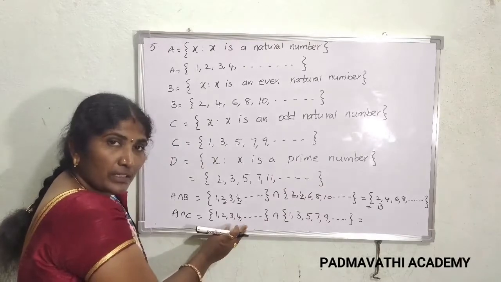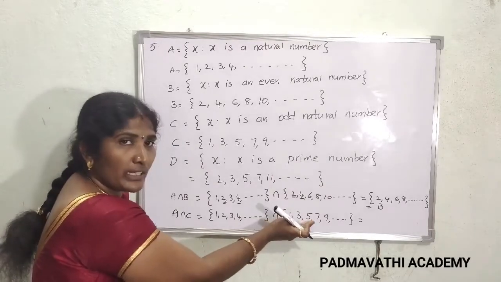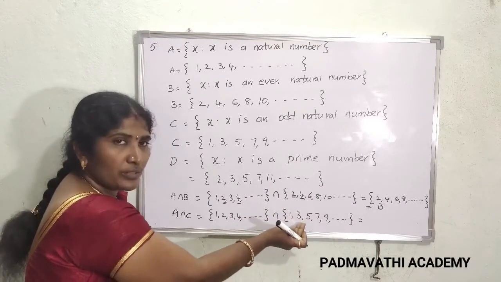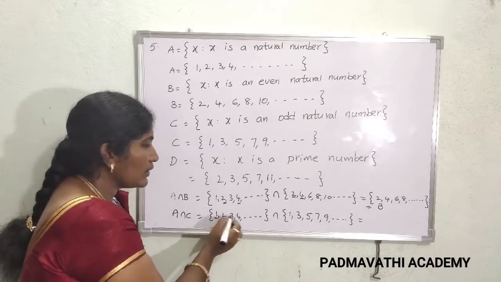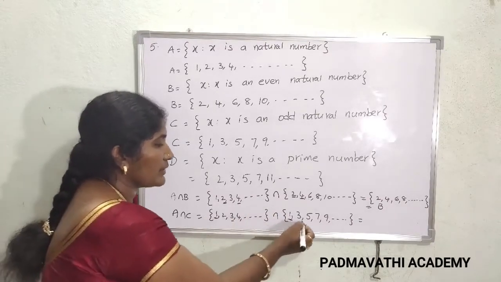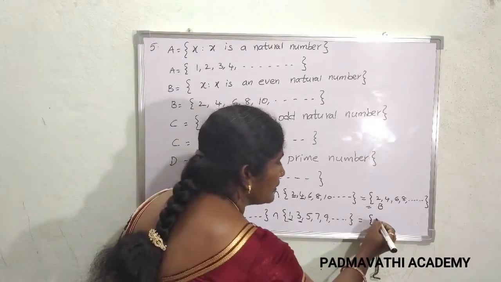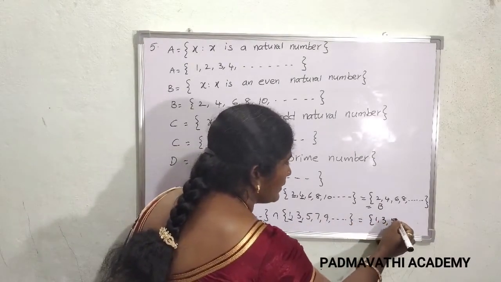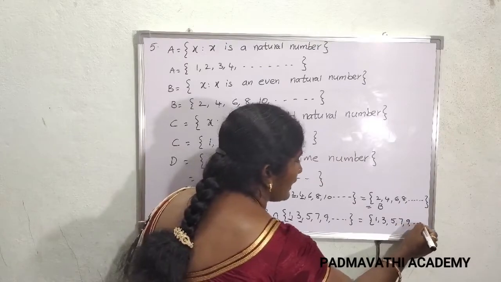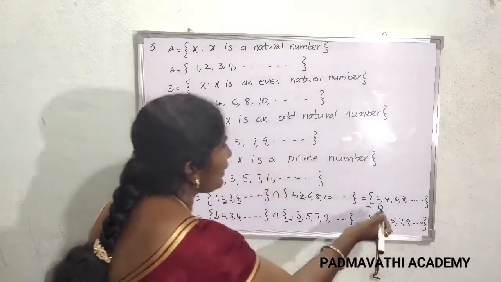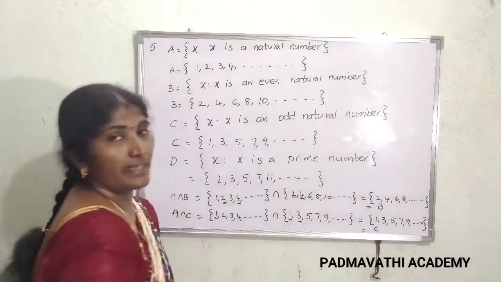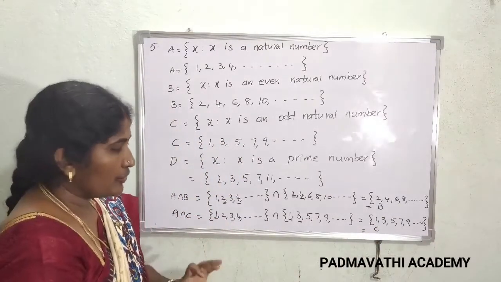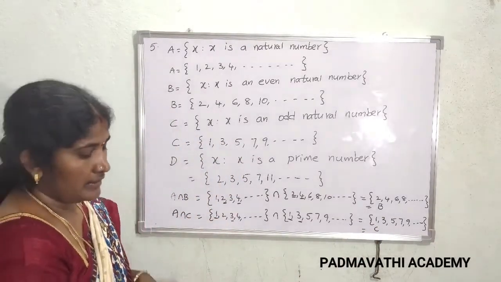In this there are both even numbers and odd numbers. Here there are only odd numbers. What is common in both? Odd numbers. So the list of odd numbers is common in both. So list them out, which is equal to 1, 3, 5, 7, 9, and so on. So the list of odd numbers is represented by C. Like that, you try to solve the remaining 4 sums.